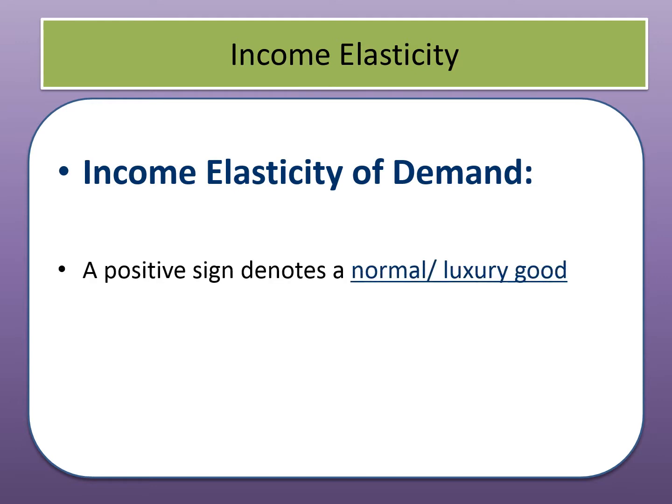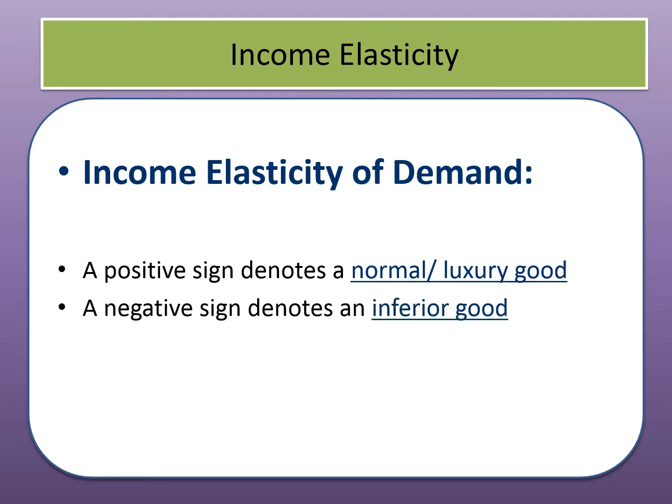So a positive sign denotes a normal or luxury good. If it is +1, +8, etc., or even +0.2, +0.3, then it is a normal or luxury good. If it is a negative sign, so -0.1, -0.2, -0.3, -8, then it is an inferior good.